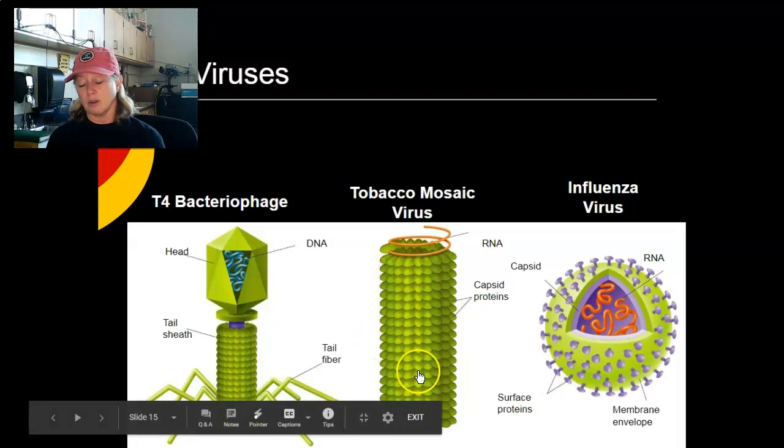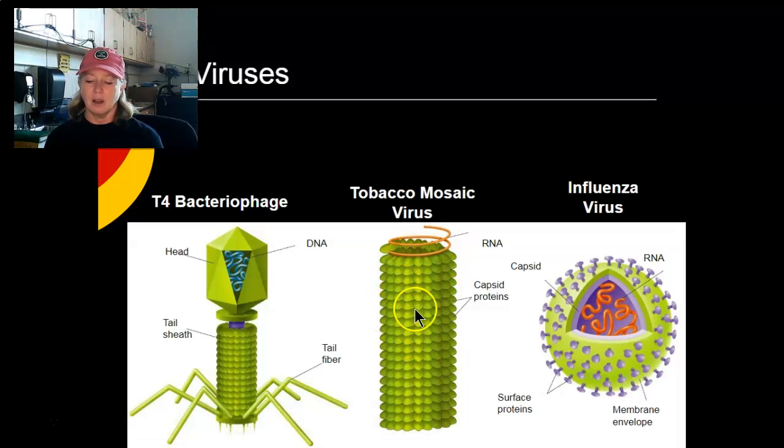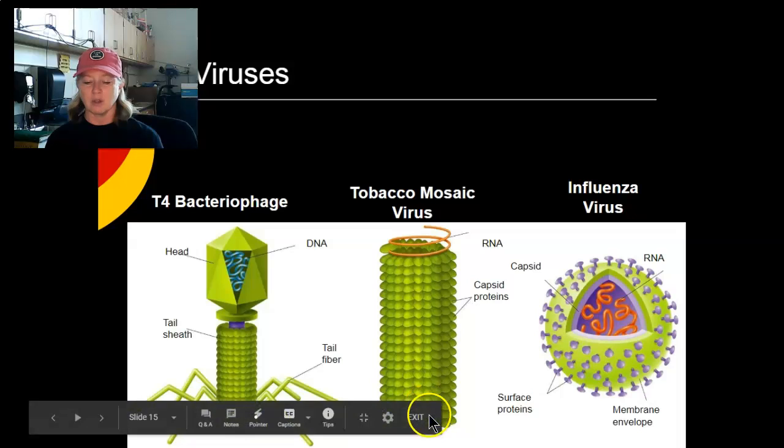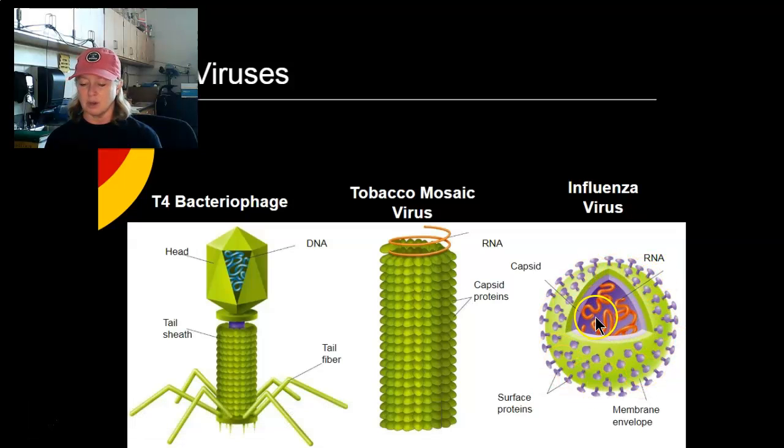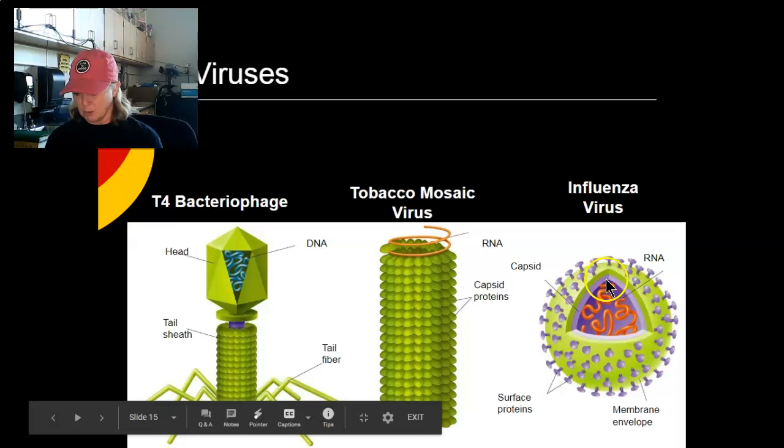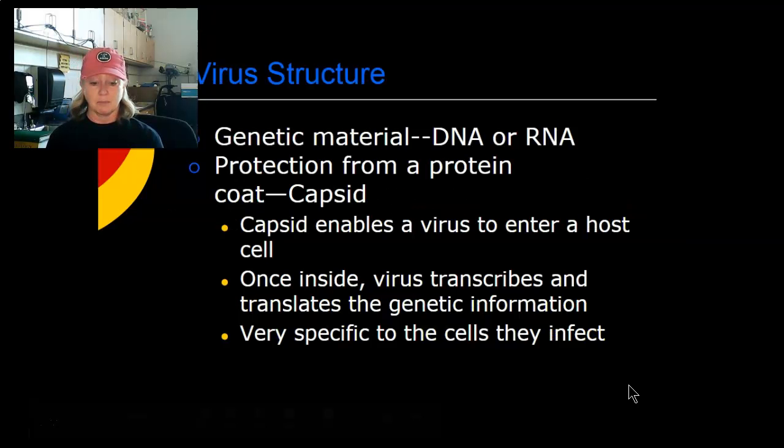There are other ones that are kind of capsule-shaped. This is the tobacco mosaic virus, which infects plants. And then we have this one, which is kind of like a coronavirus, but it's an influenza virus, and it's got RNA as its genetic material. It's got a capsid, which is the purple, and then it's got a lipid envelope, and it's got surface proteins. We're going to talk about another one just like that in a moment.